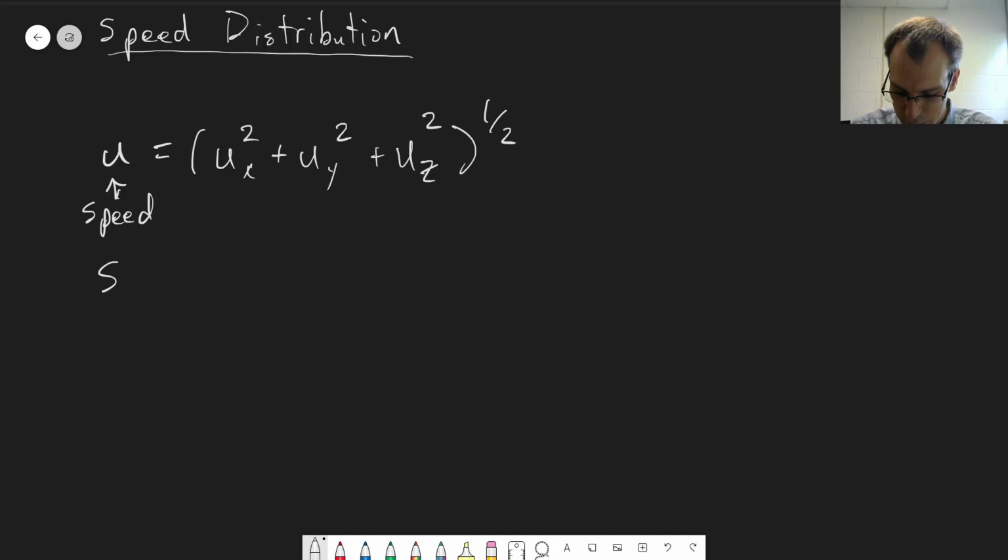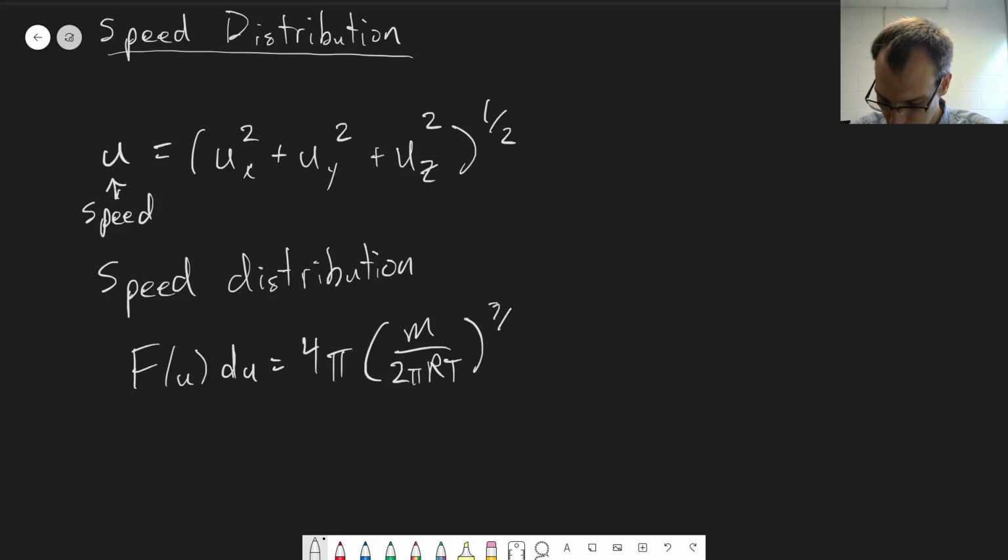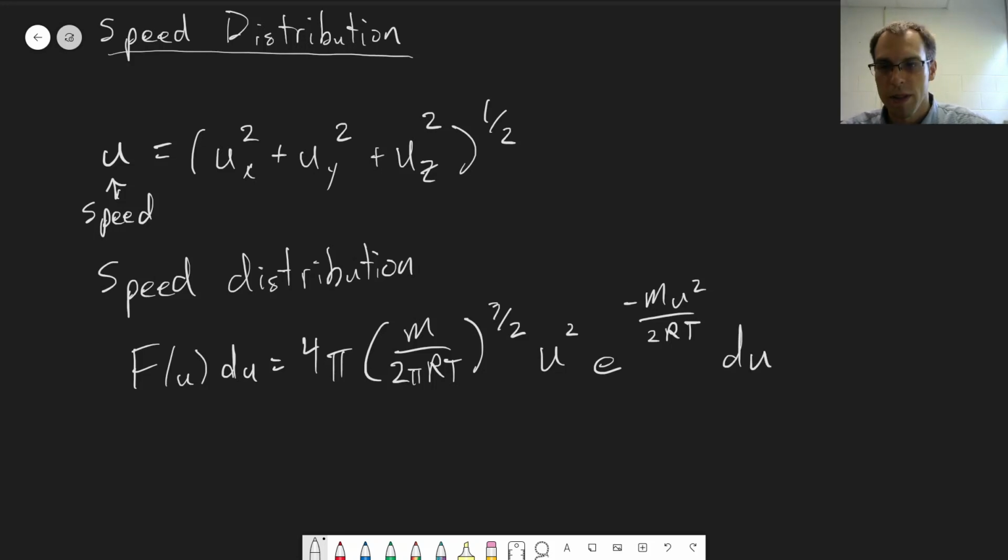The final result, the speed distribution, is similar but different than the velocity distribution. The speed distribution is given by this function, f of u du is equal to 4 pi, that comes from the switch to spherical coordinates, times M over 2 pi RT, with M being the molar mass just like before, raised to the 3/2 power, times the square of the speed and an exponential term, negative molar mass times speed squared divided by 2 RT, du. So this is our speed distribution.